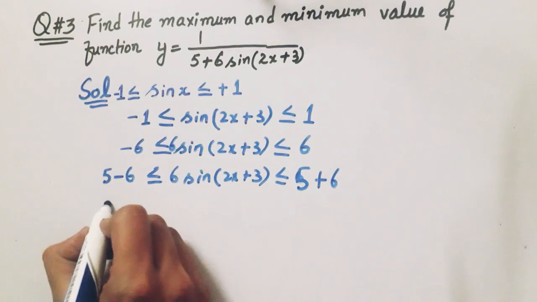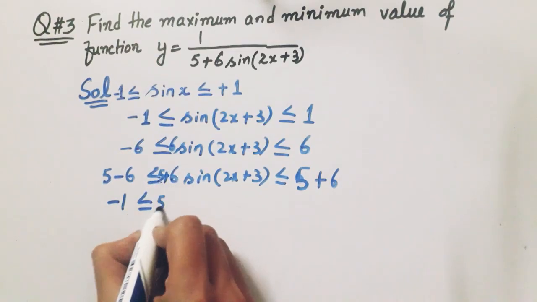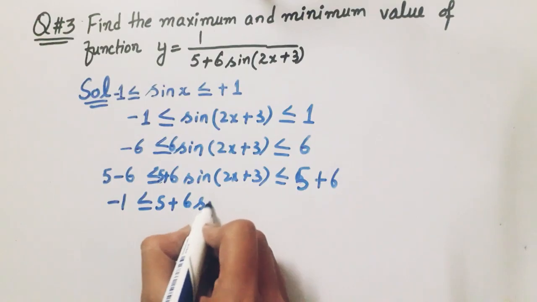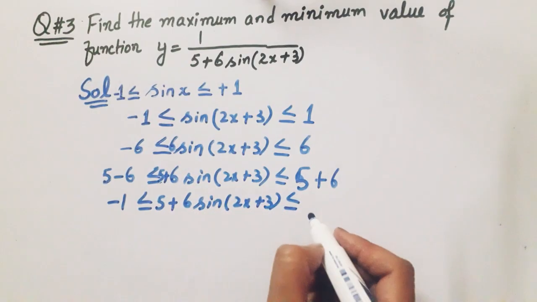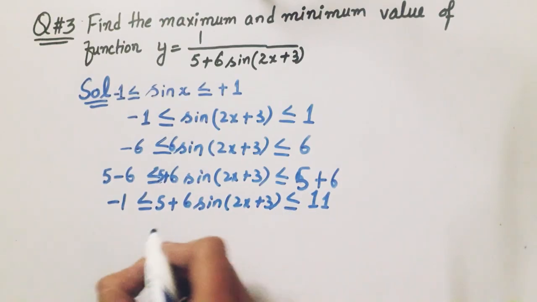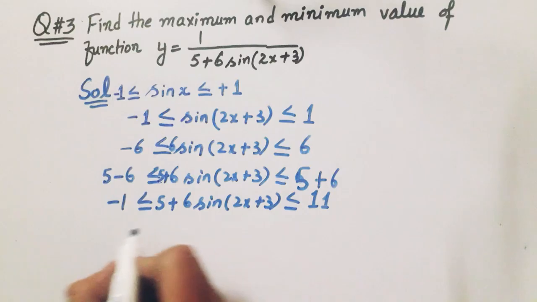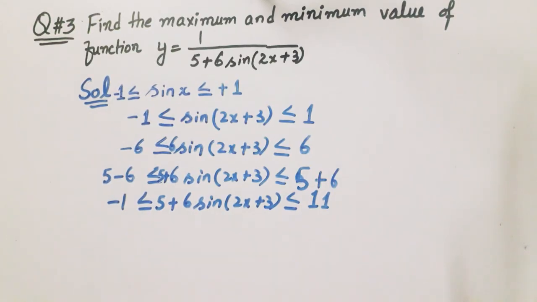5 minus 6 is minus 1. Minus 1 is less than or equal to 5 plus 6 sin(2x + 3), which is less than or equal to 11. So this gives you that the minimum value is -1 and the maximum value of this is 11.